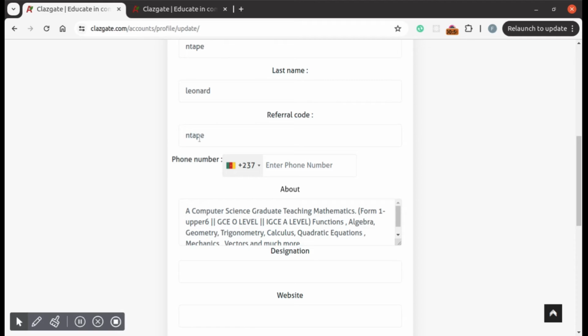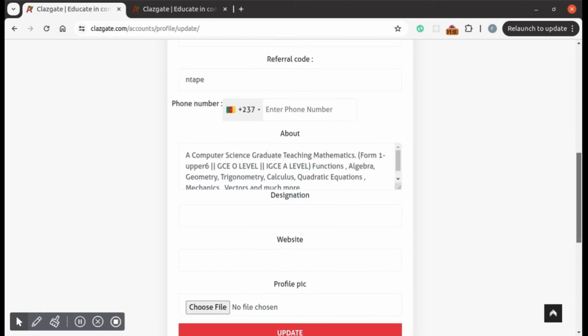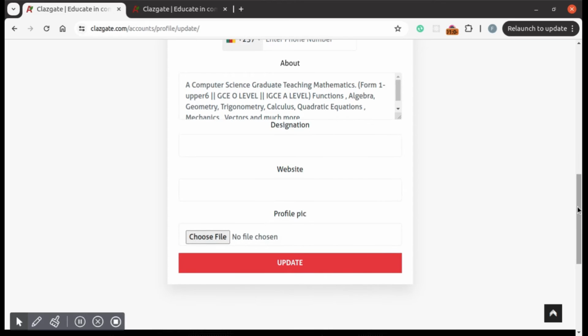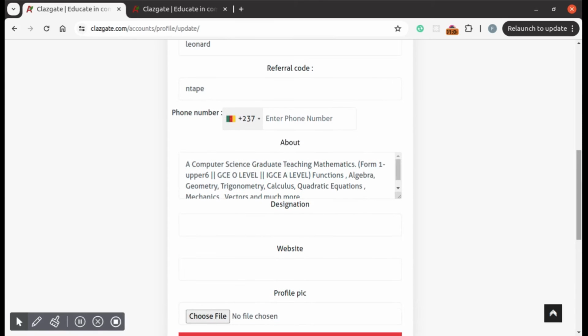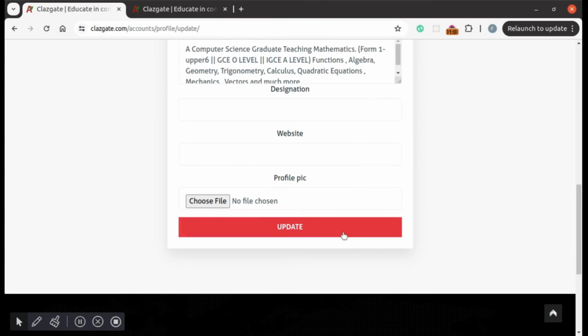Okay, you write your referral code here, and this is what you'll be sharing with your friends so that Classgate knows that you have shared and introduced people to the platform, and they'll give you a special commission based on what they buy or what they sell. So after you have written your referral code, just update changes, save changes, and that is all you have to do.